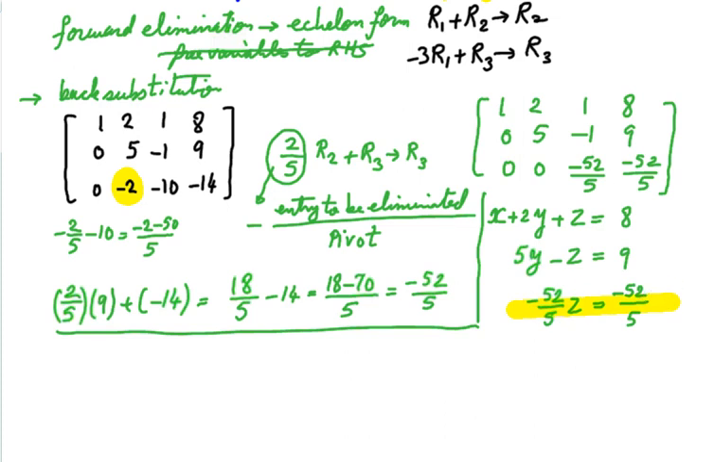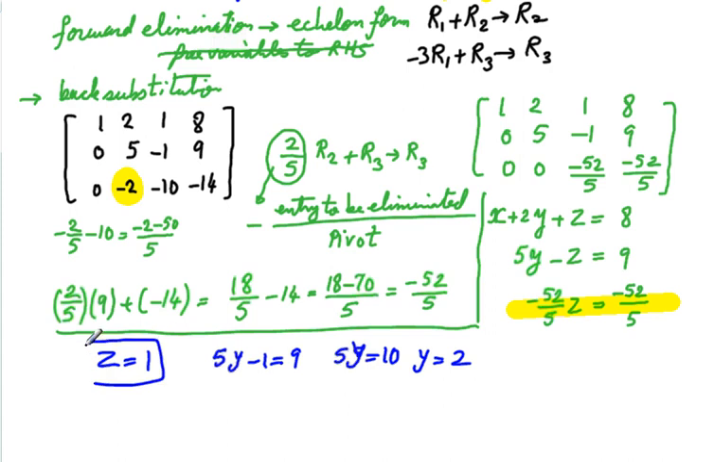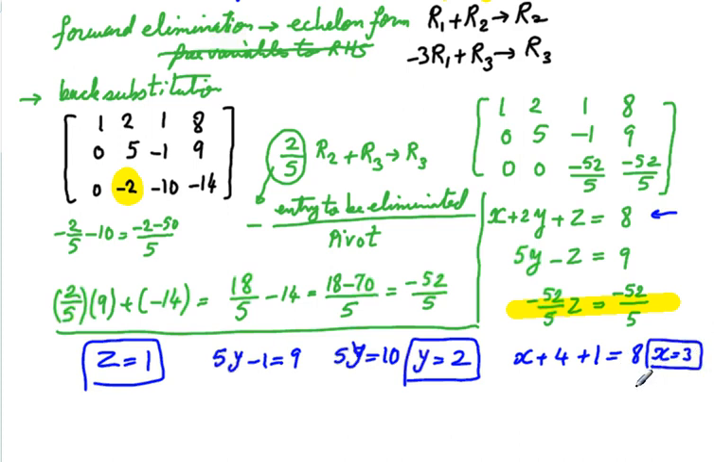So step by step, this one tells me z is equal to what? Yeah, z is equal to 1. I move back up here. That tells me 5y minus 1 is equal to 9. So 5y is equal to 10. So who is my y? 2. Moving back to the very first equation, I have x plus 2y plus z is equal to 8, which tells me x is equal to 3. So in this case, our equation has a unique solution.